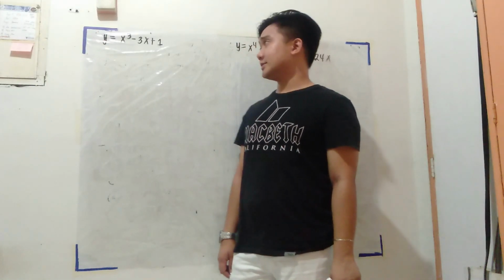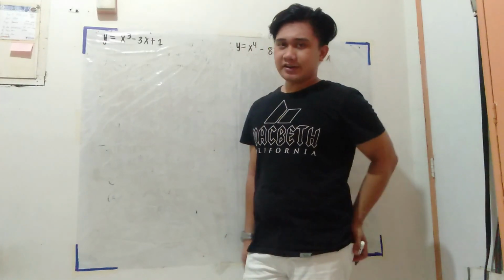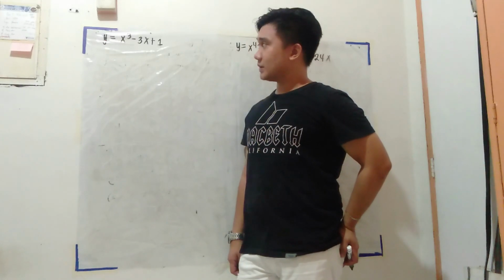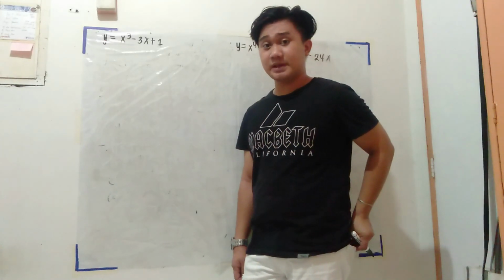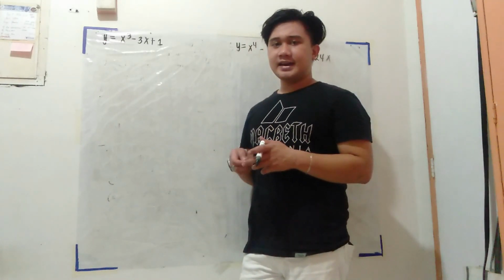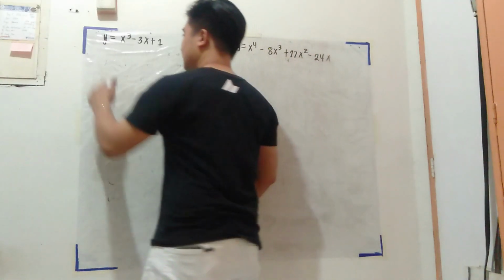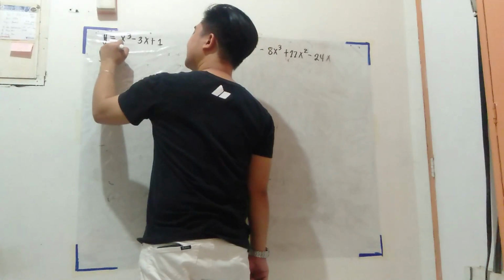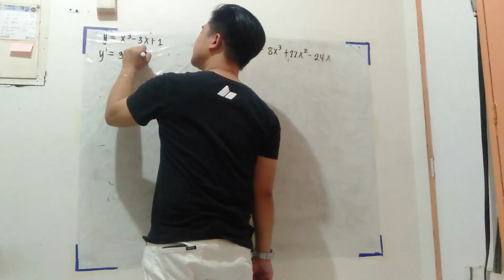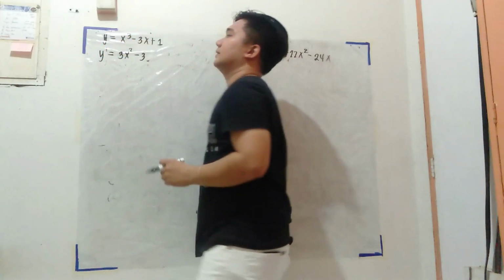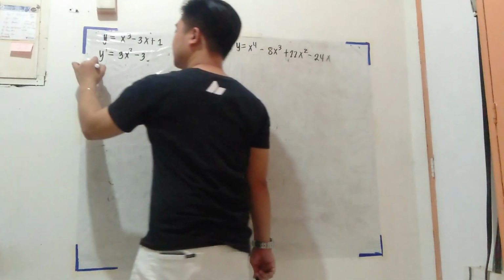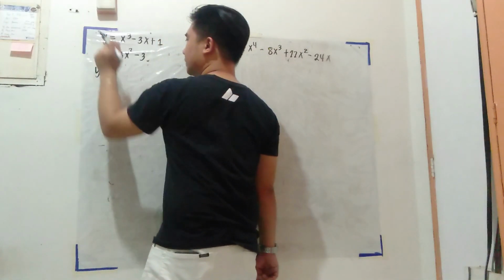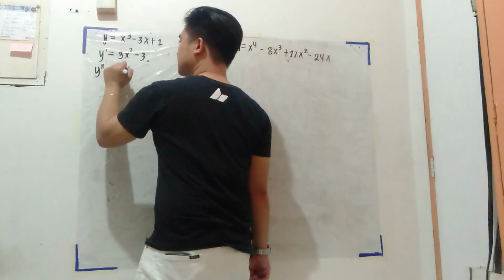Let me solve the second and the third example. For the second example, what we have is y equal to x cubed minus 3x plus 1. So, to find its point of inflection, you need to get the y double prime. So, y prime is 3x squared minus 3. Then, y double prime, differentiate ko ulit to, this is equal to 6x.